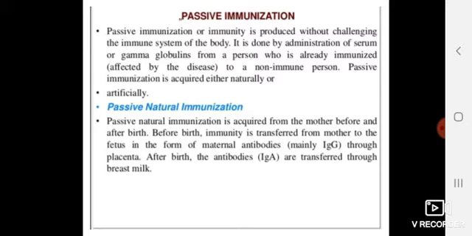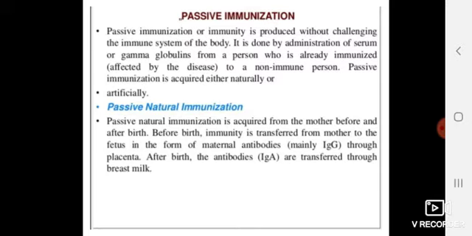It is done by administration of serum or gamma globulin from a person who is already immunized, or affected by that same disease, to the non-immune person. It is transmitted from whom? Immunized person to non-immunized person.